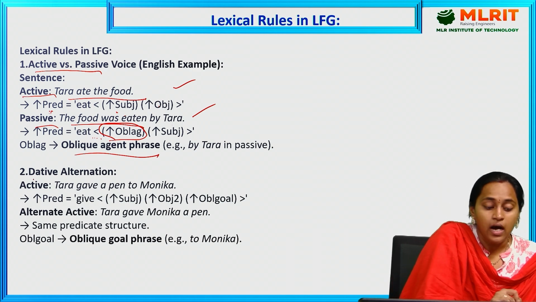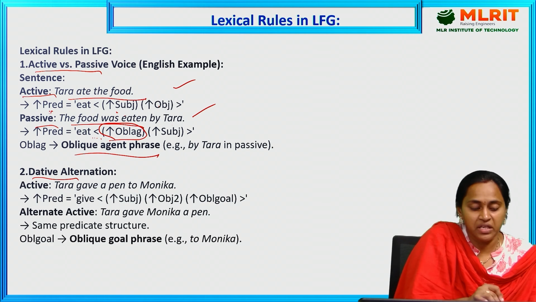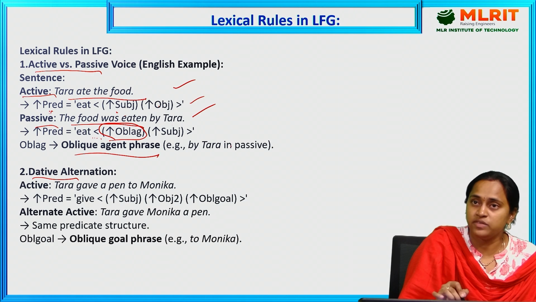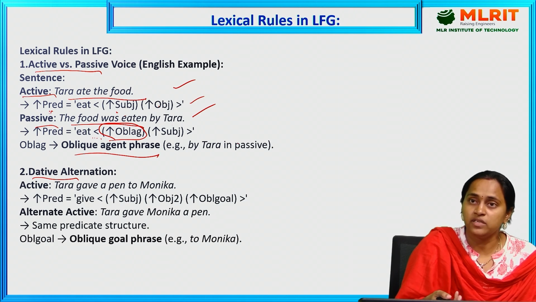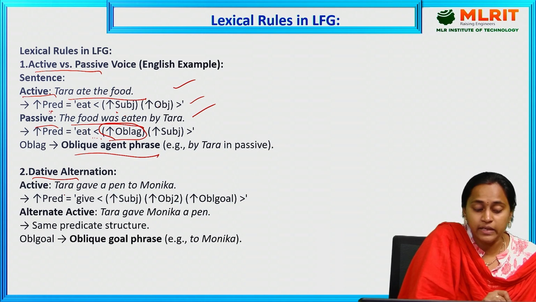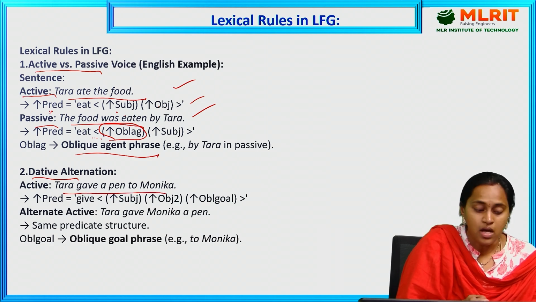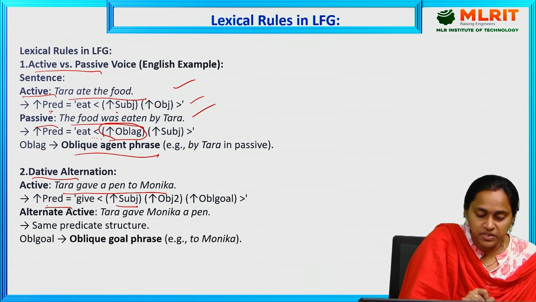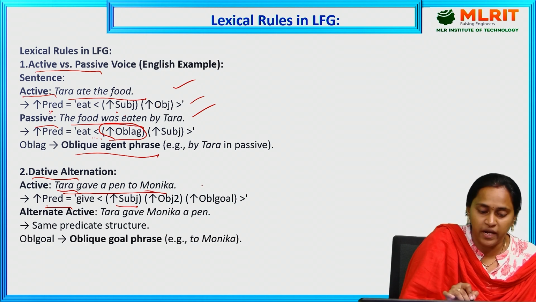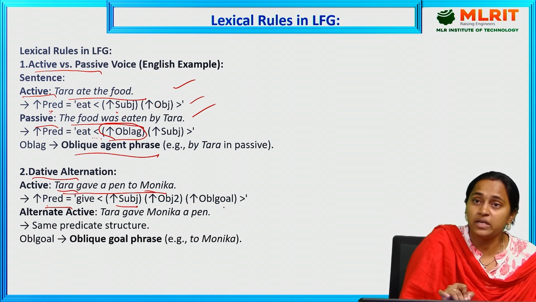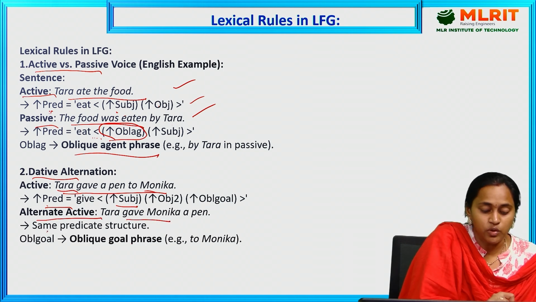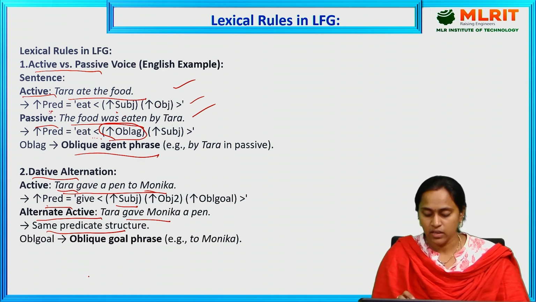Next one is dative alternation. What is the meaning of dative here? Here I am taking an active sentence, but before that I have alternate sentences. That is dative, right? Here the active is Tara gave a pen to Monica, right? Here the predicate is give, with subject and object 2. Here Tara and Monica, object 1 and object 2, right? This is an oblique to, right? The alternate active is Tara gave Monica a pen. So it has the same predicate structure. This is an oblique phrase.